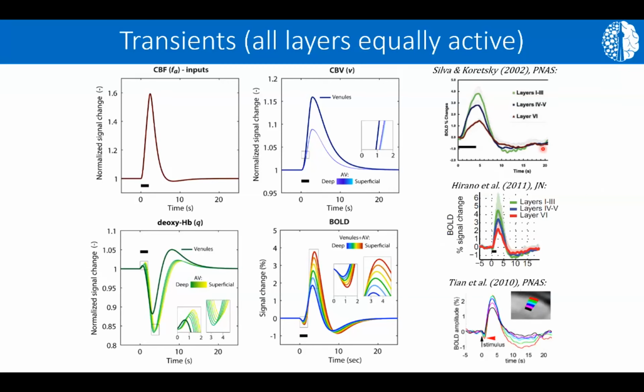And here I show some observations from 2002 from Silva and Koretsky, then Hirano and Tian. Also in this model, we had the initial dip. We actually see very similar observations to what they observe, and it looks like it is the vasculature and the ascending vein effect that already explain some of the delays observed experimentally.